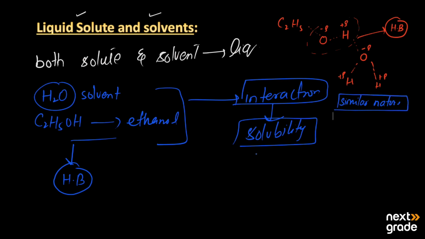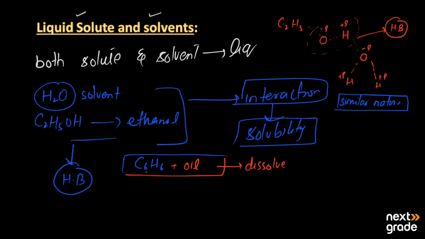On the other hand, we have another example of two liquids, in which we have benzene, whose formula is C6H6, and another liquid, oil. They both get dissolved. What is the reason? Because they have the same nature, both are non-polar liquids. When their nature is the same, they get dissolved into each other.